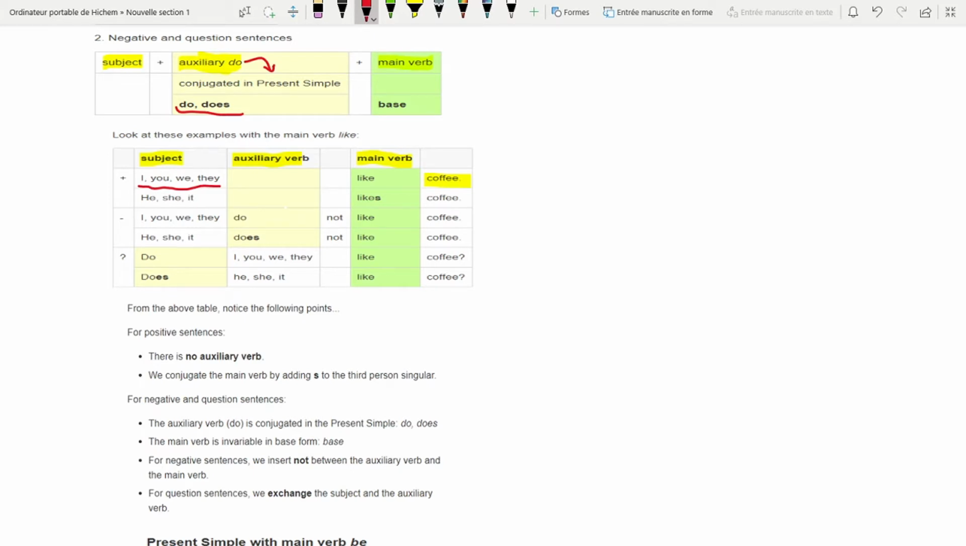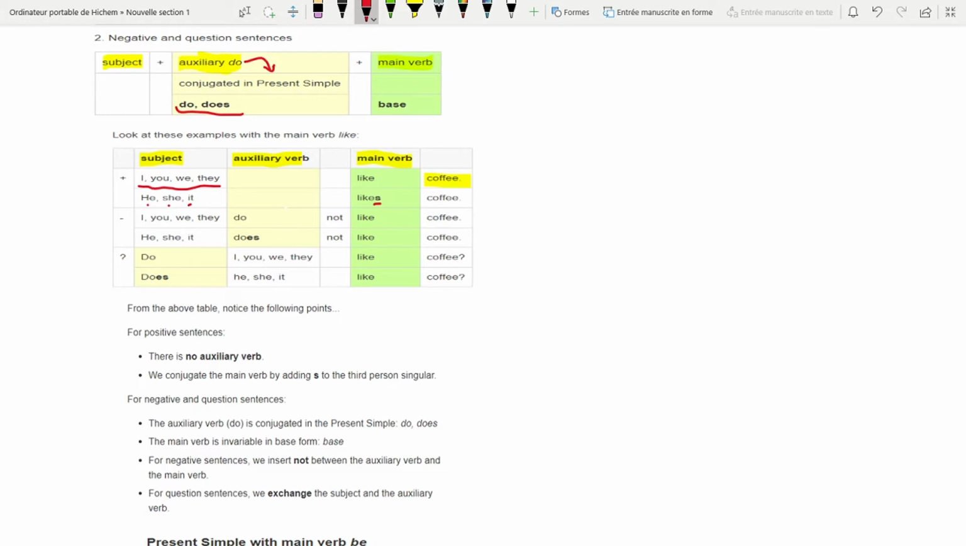There is no auxiliary verb when it comes to positive sentences. Same thing when it comes to he, she, or it. There is no auxiliary verb when it comes to positive sentences. We say he likes coffee. We say you like coffee. Okay? We add the s, like I explained before, because it's a he or a she or an it. Okay? The other personal pronouns, we do not add an s here. Okay?